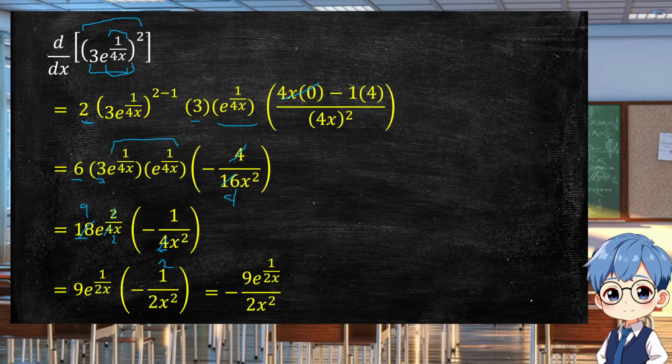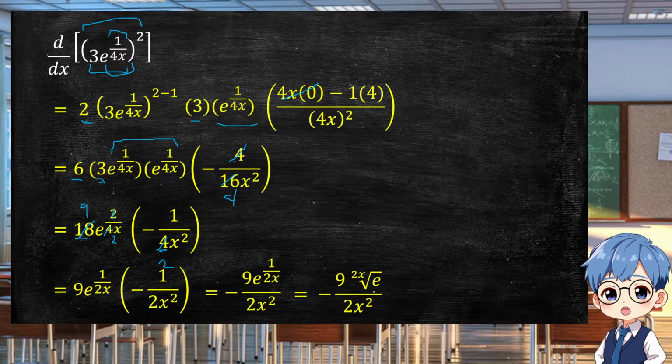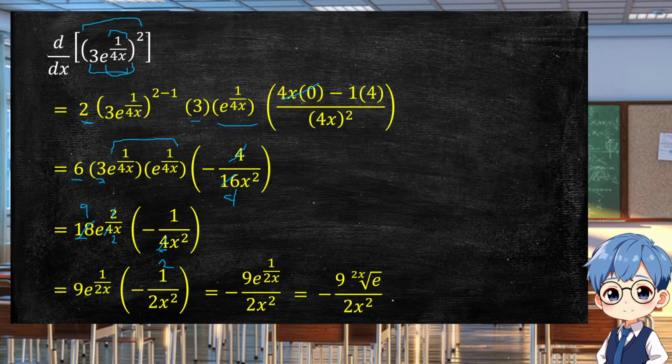And since we cannot actually write an answer with a fractional exponent, we can use a radical. So we have 9, 2x root of e. Sorry, I forgot the negative. Negative 9 times the 2x root of e, all over 2x squared. So this will be the final answer.